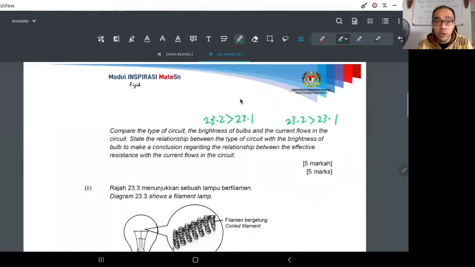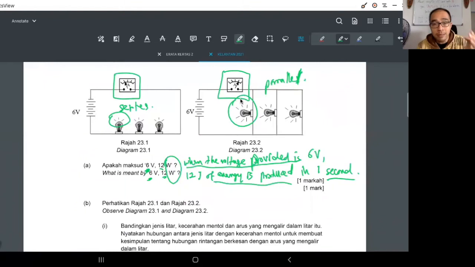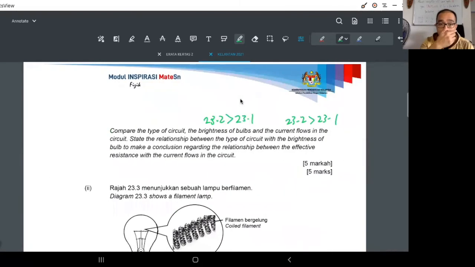Again, reminding you that in answering a compare question, the skill that is needed is not your memory. The skill that is needed is whether your eyes are functioning well. Only a blind person cannot see that 23.1 has a smaller reading than 23.2. So be aware of this. Not every question in the physics exam is about knowledge. It's also testing your observation skills. Make sure you know how to observe.